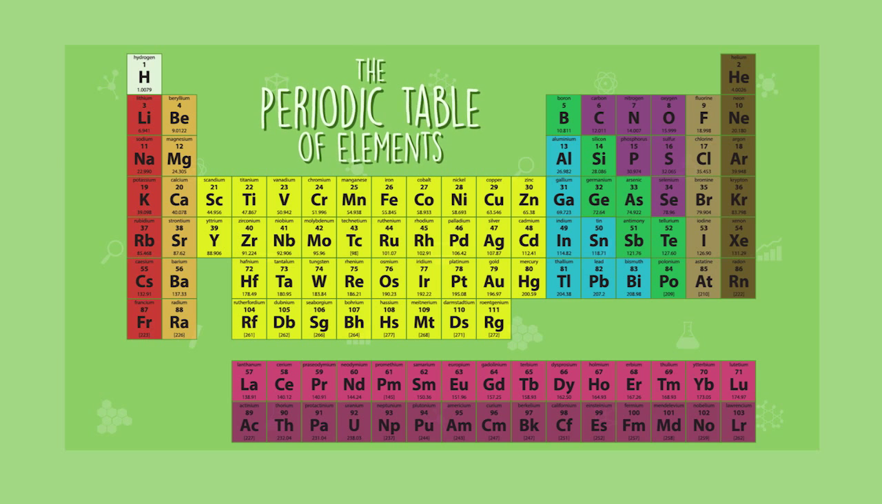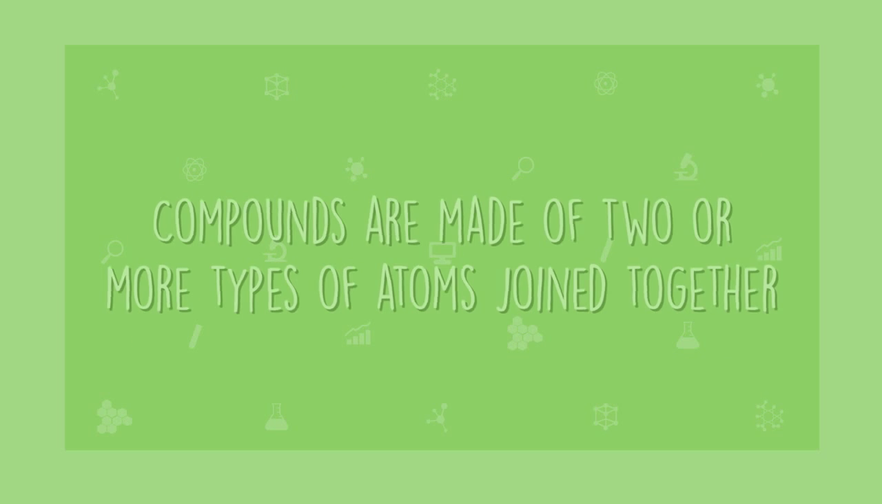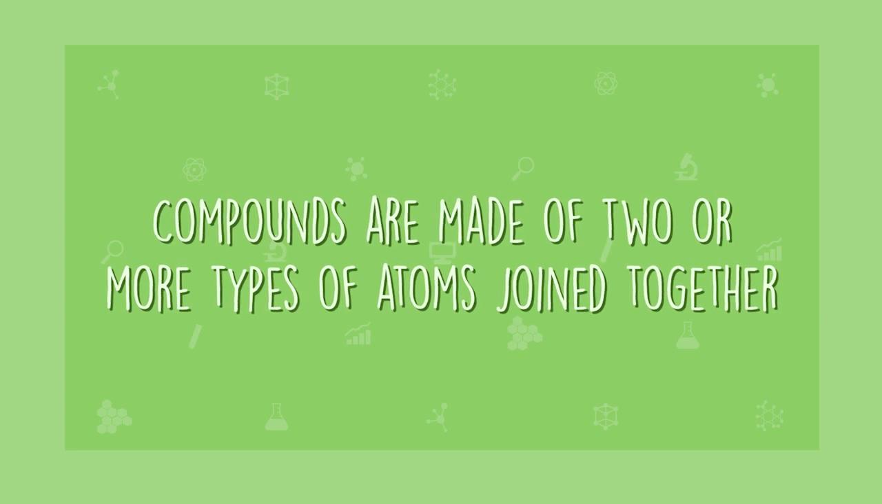Scientists have a very special table that lists all the different elements that we know of in a systematic way. It's called the periodic table of the elements. We'll learn more about this very important tool later. Compounds, on the other hand, are made of two or more types of atoms that are joined together.